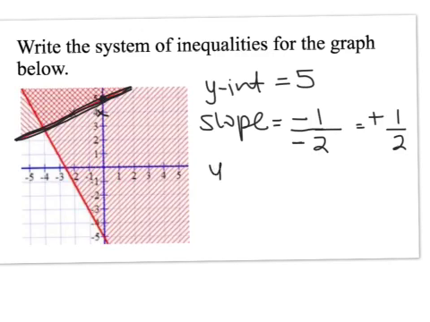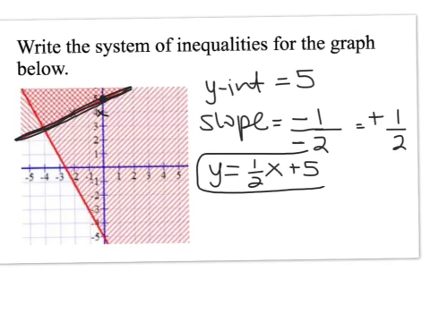So this equation though would be y equals 1/2 x, and the y-intercept would be 5. So that's one of my inequalities for the system. Then I'm going to do this other line here that I'm highlighting in blue. The y-intercept for this line, again, is pretty easy to see, so that's down here at negative 5.